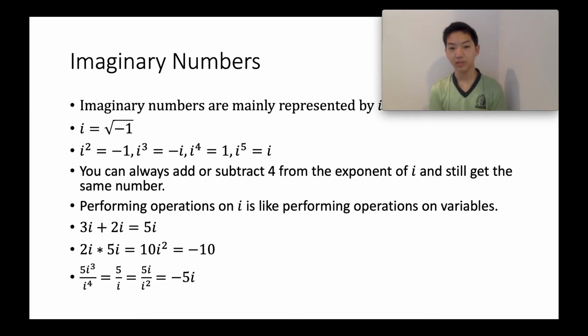Performing operations on i is like performing operations on variables. So we see down here, just treat i as a variable. 3i plus 2i is equal to 5i. 2i times 5i is equal to 10i squared. Here we can simplify 10i squared, which is equal to -10. And then down there, we have 5i cubed divided by i to the fourth, which is equal to 5 divided by i, which is equal to 5i divided by i squared, which is equal to -5i.